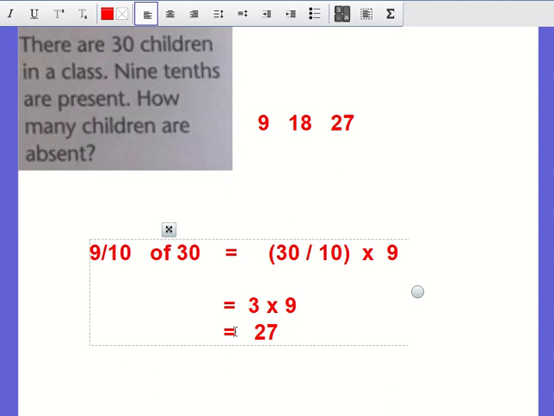You have to make sure you read these questions properly. There are 30 children in a class. 9/10 are present. How many children are absent? Now, I've found out that 27 children are in. But I haven't told you how many children are absent, how many children are not in. We do need to figure this out to find the answer, because now I know the total number of children in the class is 30.